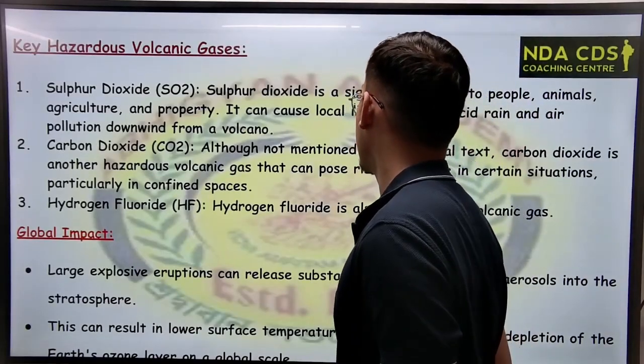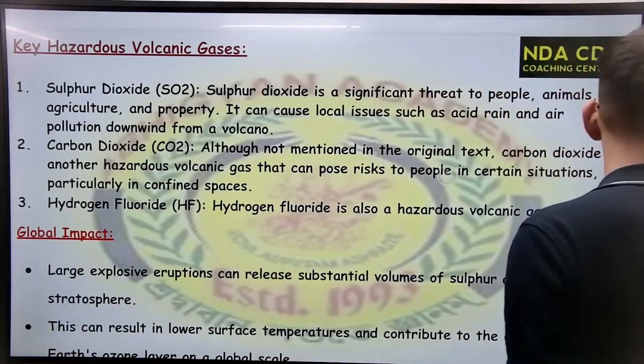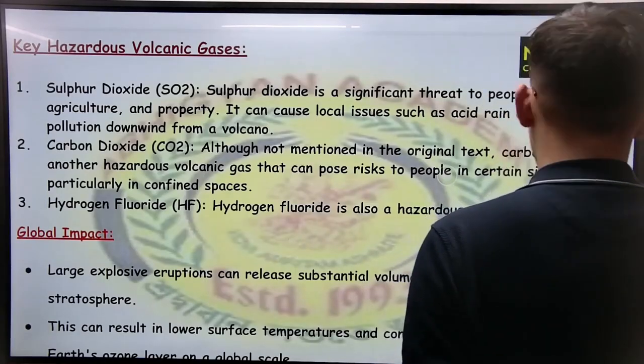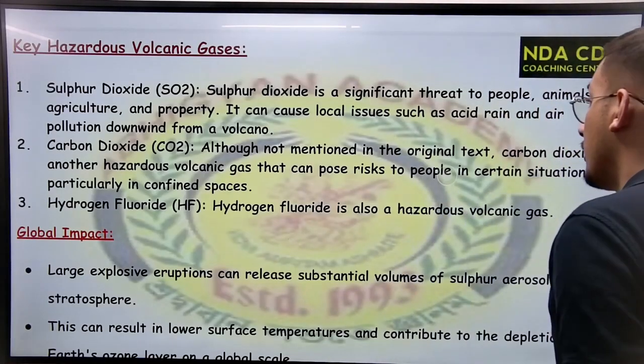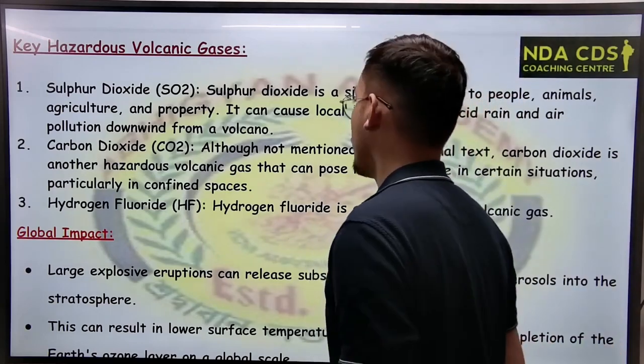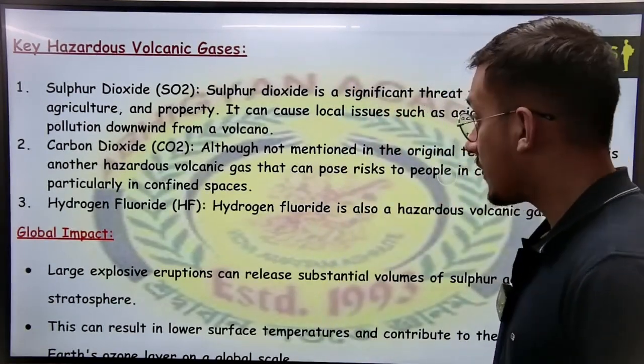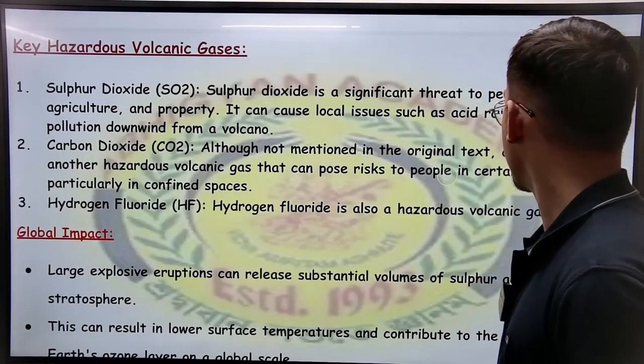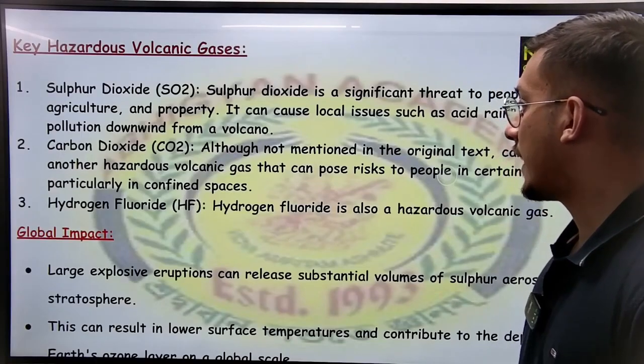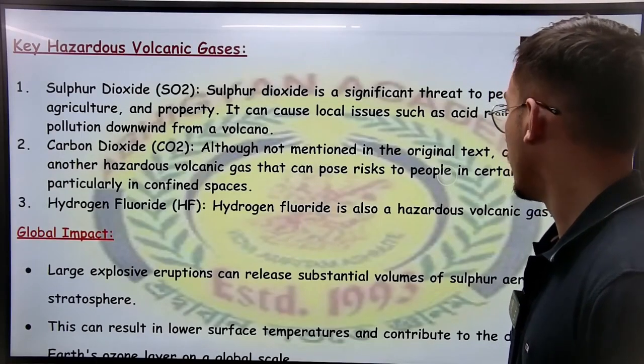So sulfur dioxide is a significant threat to people, animal, agriculture, and property. It can cause local issues such as acid rain and air pollution downwind from a volcano. We have carbon dioxide, although not mentioned. So carbon dioxide, another hazardous gas, and we have hydrogen fluoride.